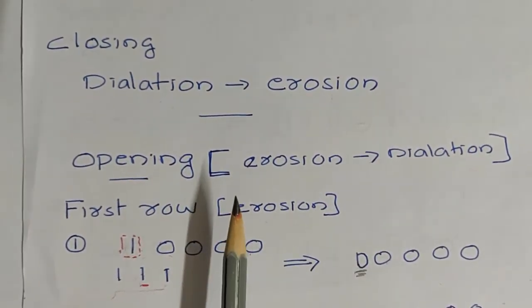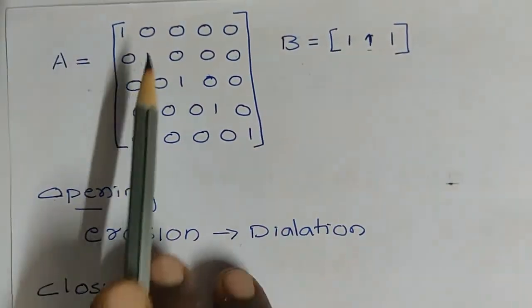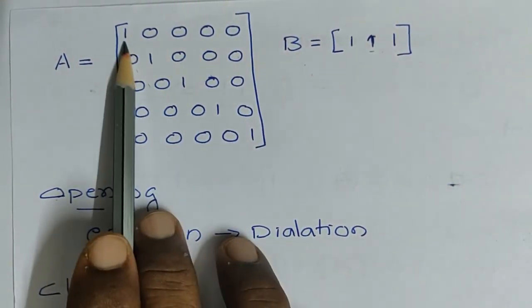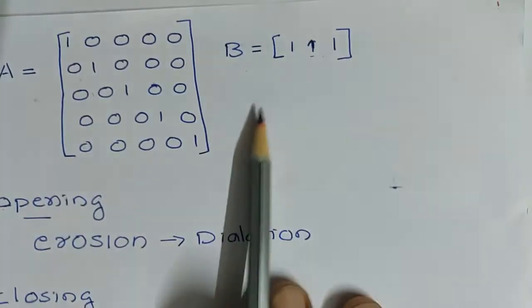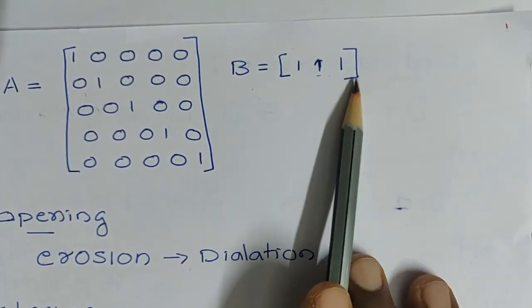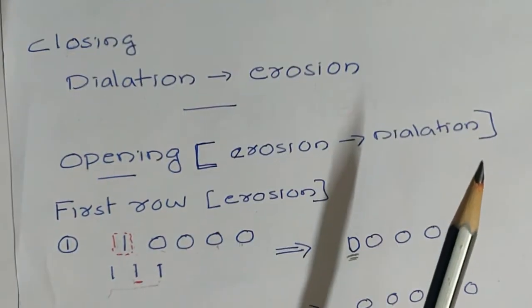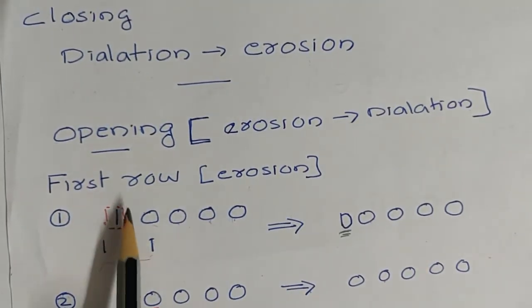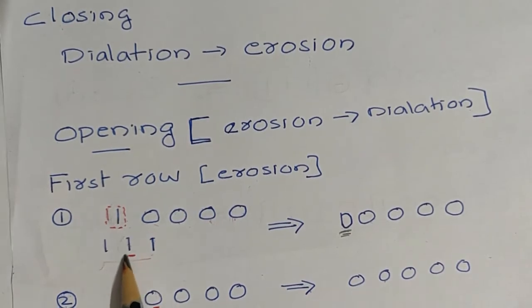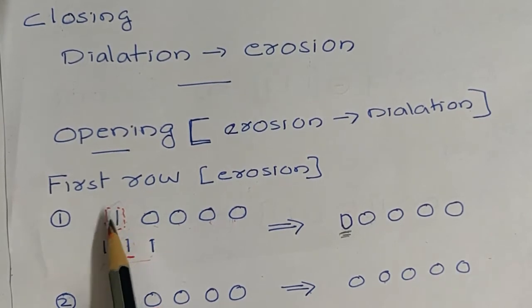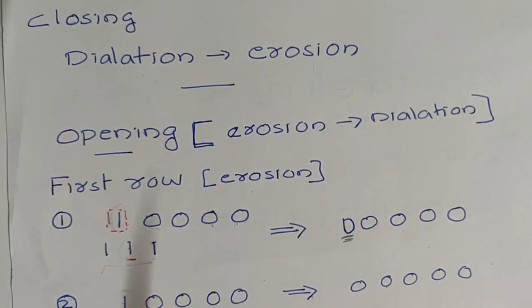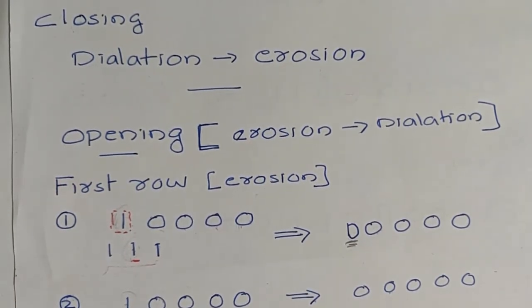In case of an opening operation, we will take the first row of the input matrix A. Then we will align the structuring element. Here the structuring element is 1 1 1. We will align the origin of the structuring element with the first element of the first row. Before changing any pixel value, we will see the convolution approach of the erosion operation.